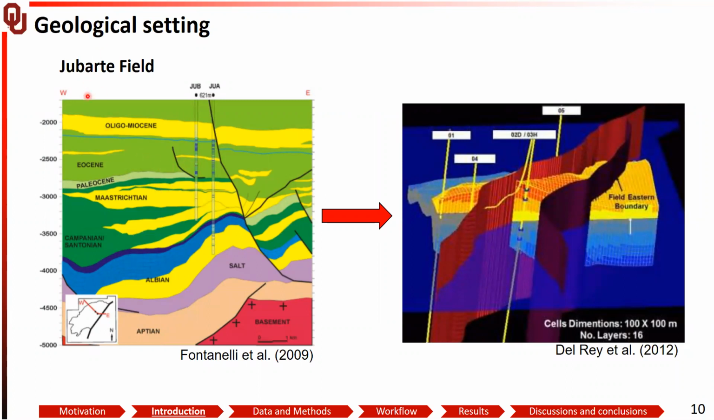Here we have Jubarte Field, and we can see that the eastern termination of the field has this major fault. And the characterization of these elements will be important because it will help us to extrapolate porosity, permeabilities, and other properties during the management of the field.